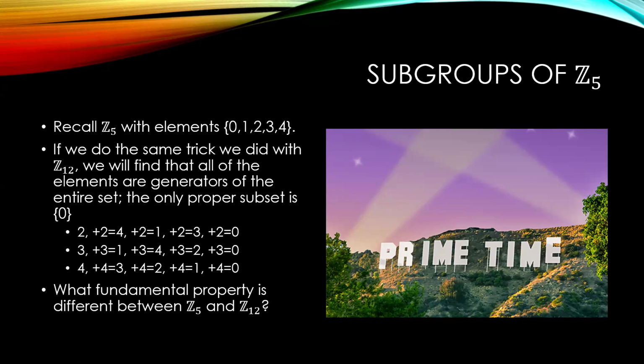So now we can start to ask questions about the differences between a cyclic group of order 5 and a cyclic group of order 12. What makes it so that one of them has so many different subgroups and the other one doesn't have hardly any?